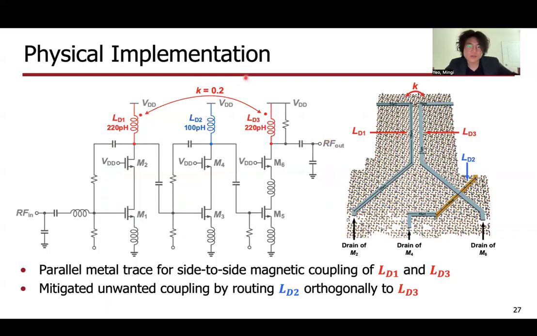How can we physically realize this on chip? The coupled inductors LD1 and LD3 are magnetically coupled by bringing their metal traces right next to each other for side-to-side parallel magnetic coupling. But this kind of arrangement sandwiches the second drain inductor in between the two coupled inductors. To mitigate any unwanted coupling to the second stage, we have decided to route the metal traces for the second inductor orthogonal to the third stage's drain inductor, such that the magnetic field vectors are perpendicular and do not affect each other.